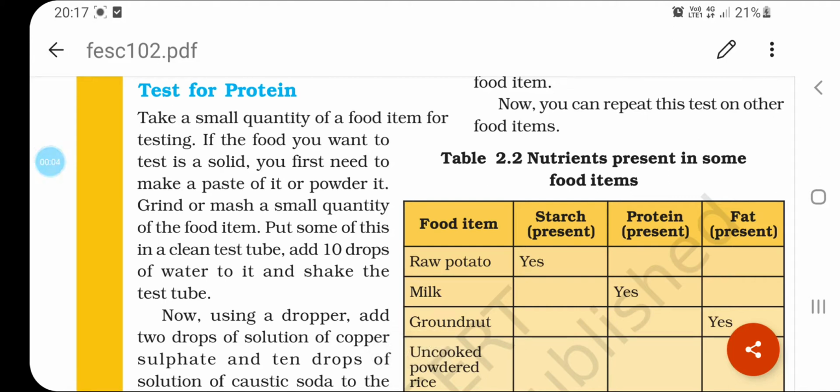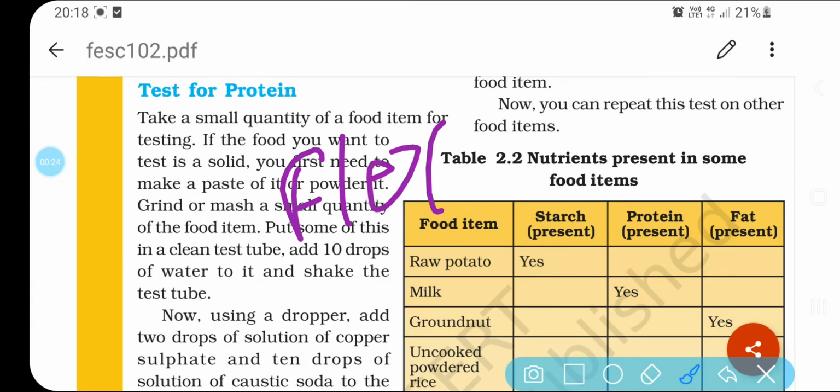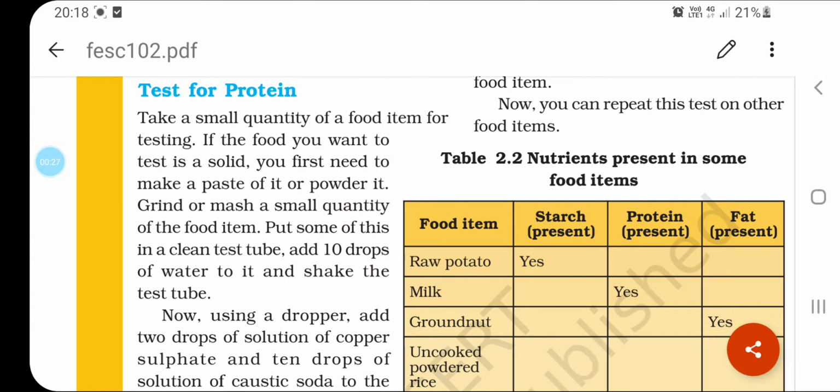So today we are going to continue with the test for protein. Take a small quantity of the food item you're testing, and remember that if it is a solid food item, you need to make a powder or a paste of it. For example, I have taken flax, so I need to first mash it. Then I will take the test tubes and drops of water for testing.